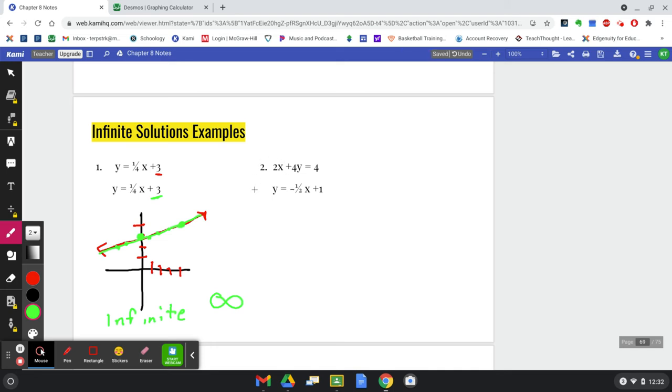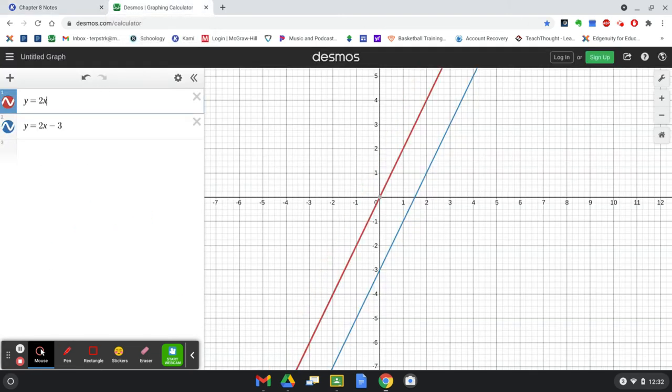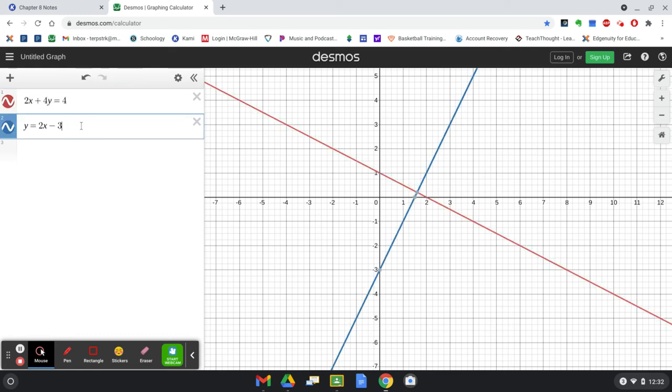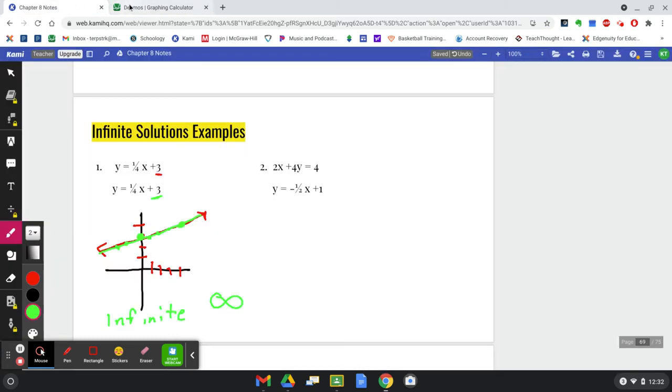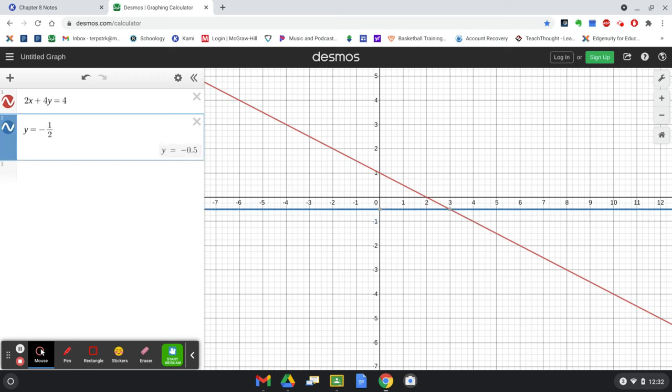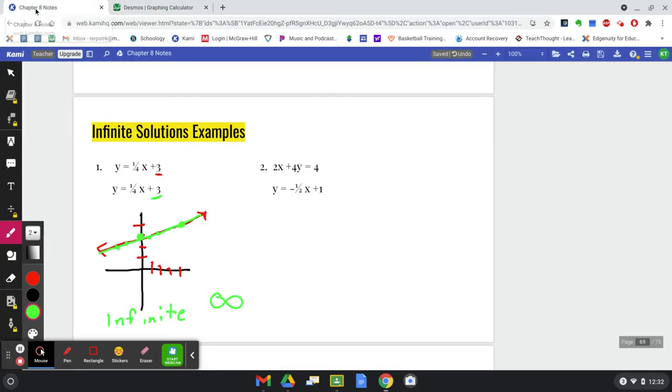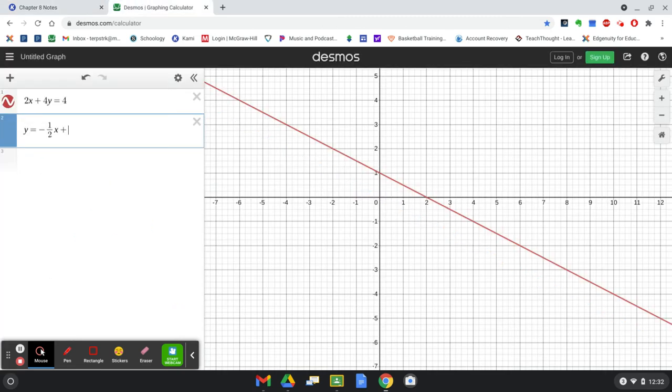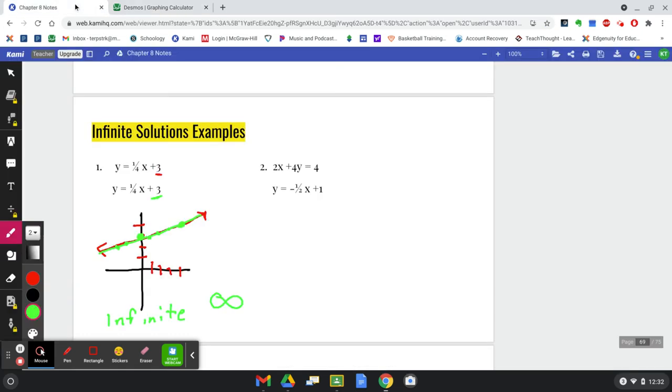Now, in this one, it doesn't look like they're the same. However, if I go to graph 2x plus 4y equals 4, and then my other equation was y equals negative 1/2 x, and then we have plus 1. You can see it looks like the same line. If I click here, the blue comes off, back on. You can see it's the exact same line, right?